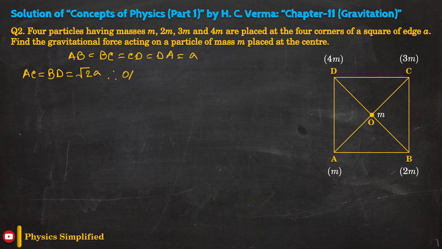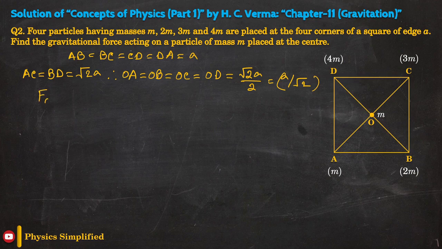Therefore, we can say the distance OA is equal to distance OB is equal to distance OC is equal to distance OD, and all of them will be equal to half the length of any of the two diagonals. So it will be root 2 times a divided by 2, that is equal to a by root 2. Let us now find the force exerted by the mass m at A on the mass m placed at O.